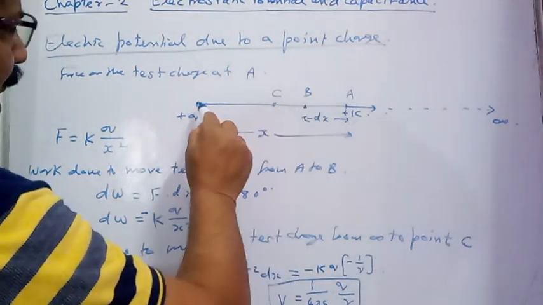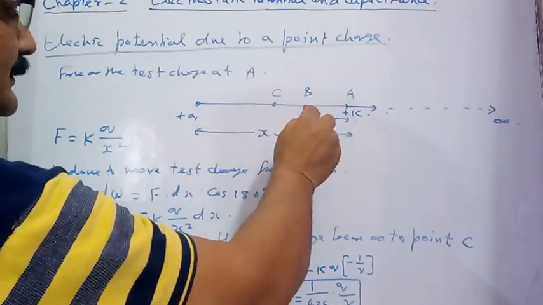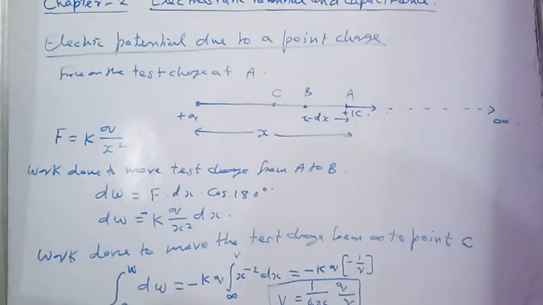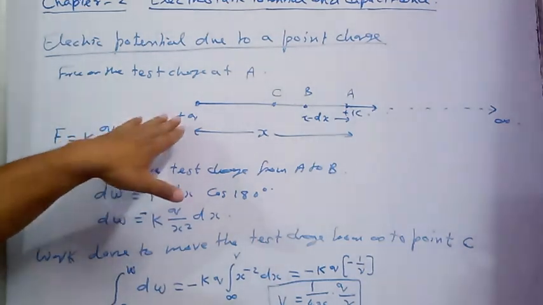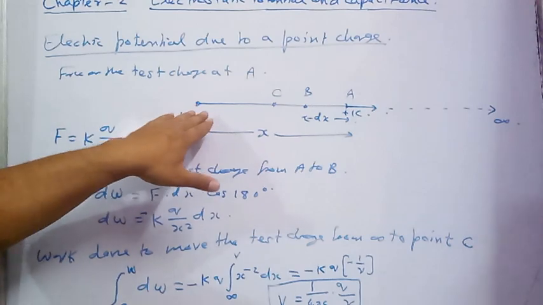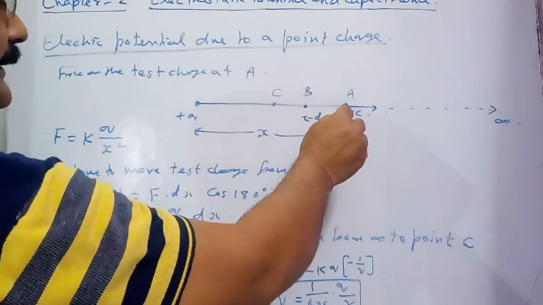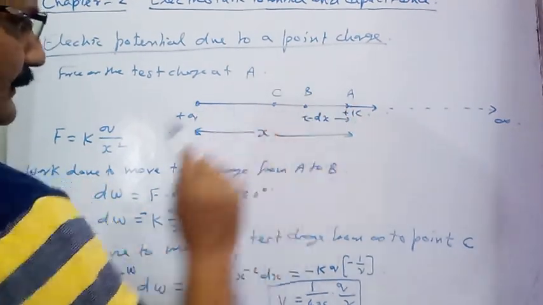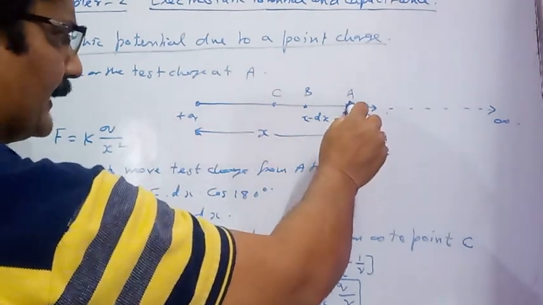So in the nearby space of point charge Q, there is point A, this is point B, distance between point A and point B. Now we are going to find what can be the expression for the electrostatic potential in the electric field of a given point charge. So for that, suppose there is a test charge at point A whose distance is x from the source charge positive Q. So what is force acting on the test charge at point A?